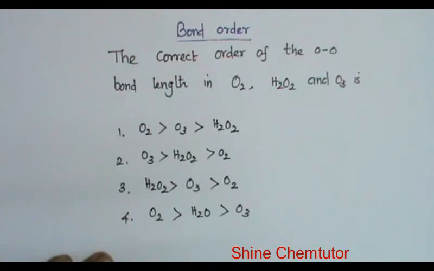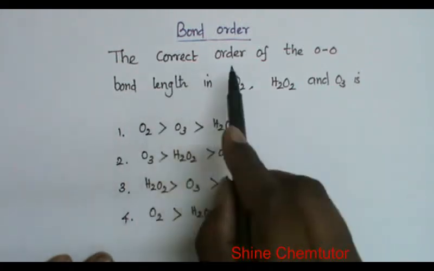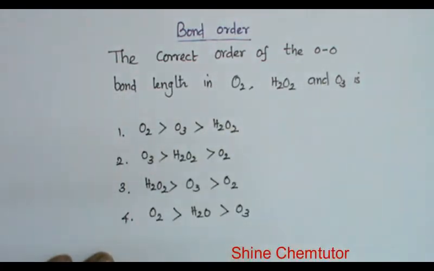In this video, we are going to solve a problem on bond order. The question is: the correct order of the oxygen-oxygen bond length in O2 molecule, H2O2 (hydrogen peroxide) and ozone is, they are given 4 options. You have to find out which oxygen-oxygen bond will be the longest and which one will be the shortest.